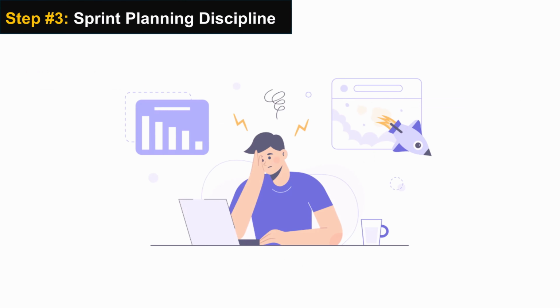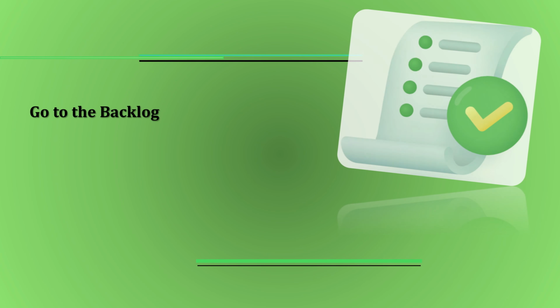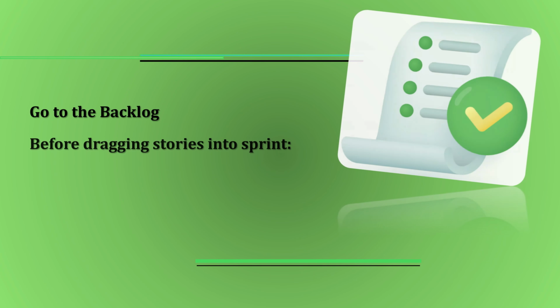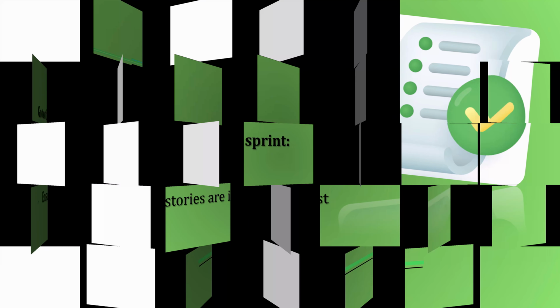Finally, the most important technique is to have sprint planning discipline. Go to the backlog. Before dragging stories into the sprint, open each story and check the issue links and ensure that blocker stories are included first. For example, a story under order management is blocked by a story under user authentication. So during sprint planning, we must ensure that the user authentication story is included in the sprint first, or it already is completed in the previous sprint.